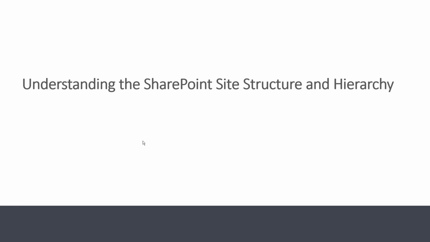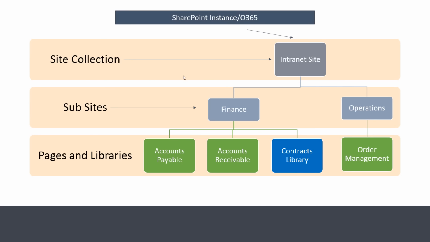Okay, so let's talk about the SharePoint site structure and hierarchy. SharePoint at its highest level is actually a site collection. If you work for a large organization and you log into their SharePoint site, you are more than likely starting at the very top, which is the collection of sites for your organization that houses a homepage. That's going to be your landing page, obviously. And then underneath there are going to be subsites, pages, and libraries. So let's talk through this, okay?